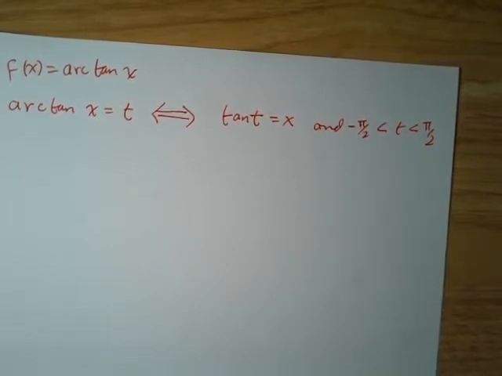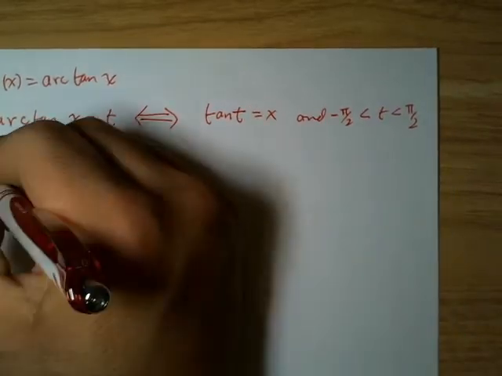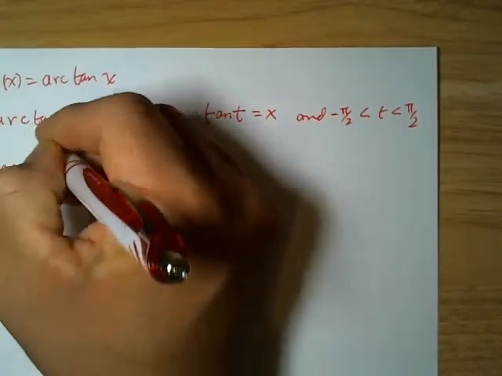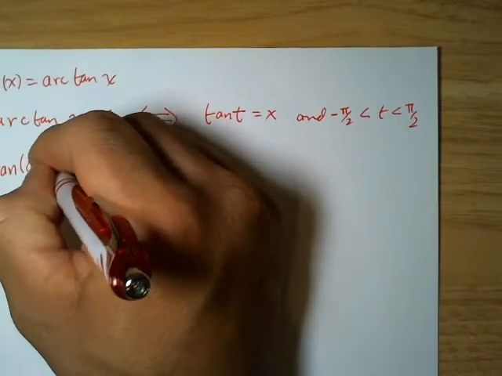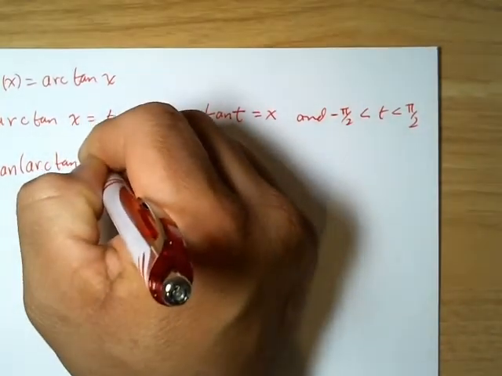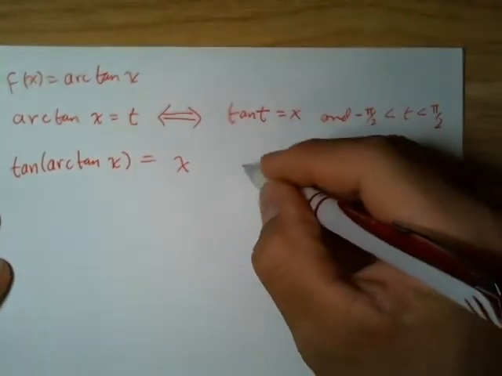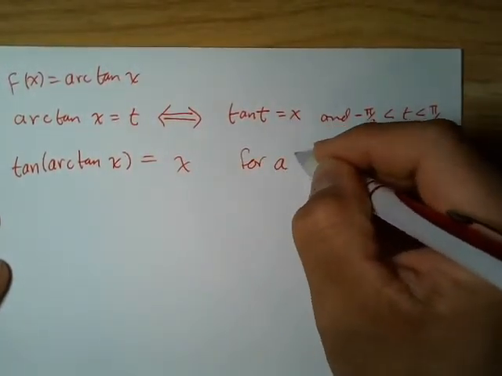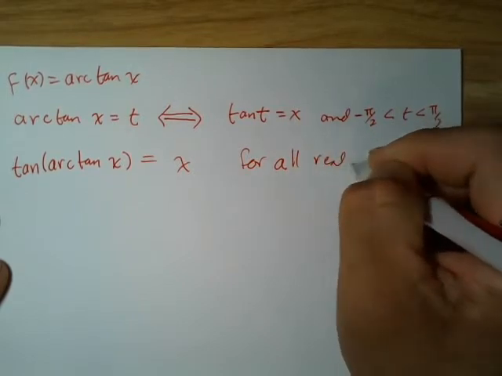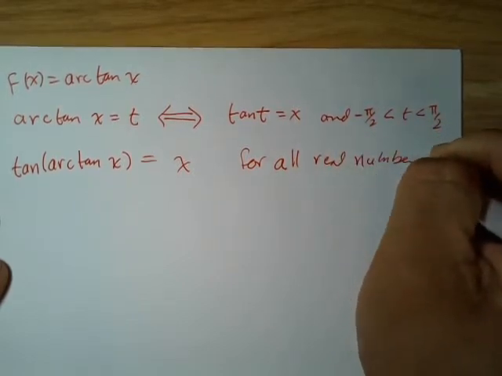Okay, so that means that when we have compositions like the tangent of the arctangent of x, this will be equal to x. Now there's no restriction on x. This will be for all real numbers x.